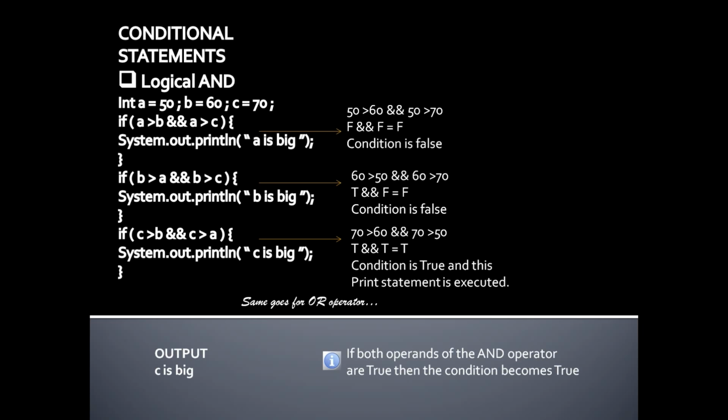Logical AND. See the below example. If the condition is true, output prints as C is big. If both operands of an operator are true, then condition becomes true. Same goes for OR operator.